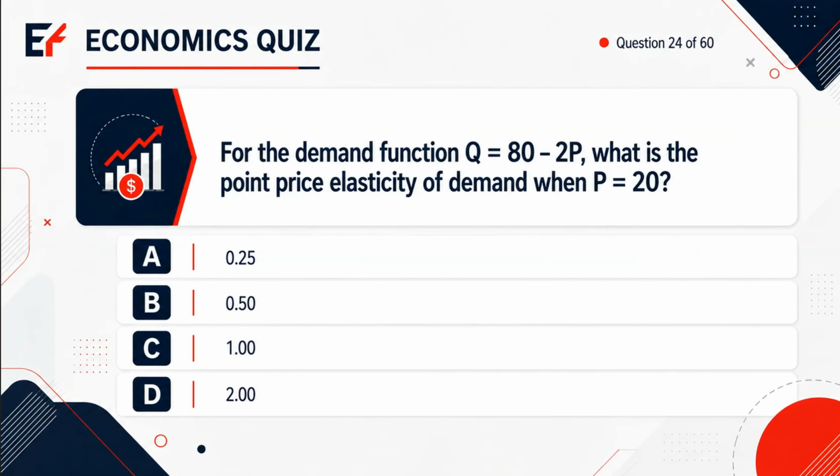Question 24. For the demand function quantity equals 80 minus 2p, what is the point price elasticity of demand when p equals 20? A, 0.25, B, 0.50, C, 1.00, D, 2.00. The correct answer is C.